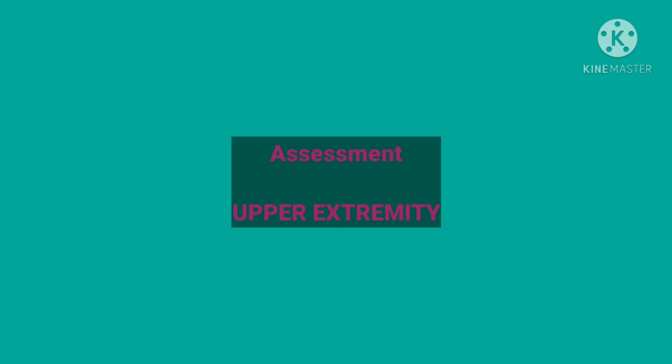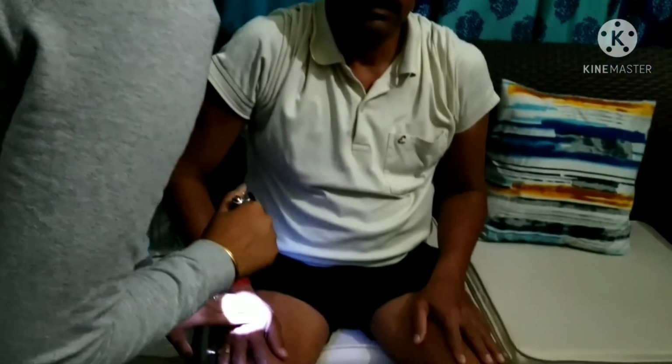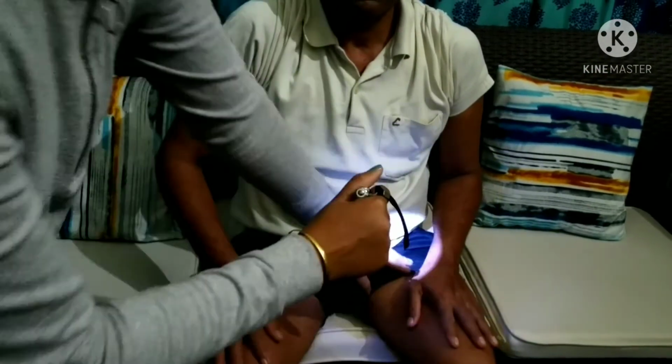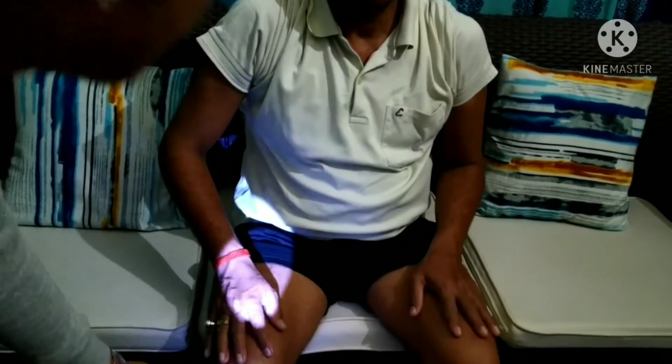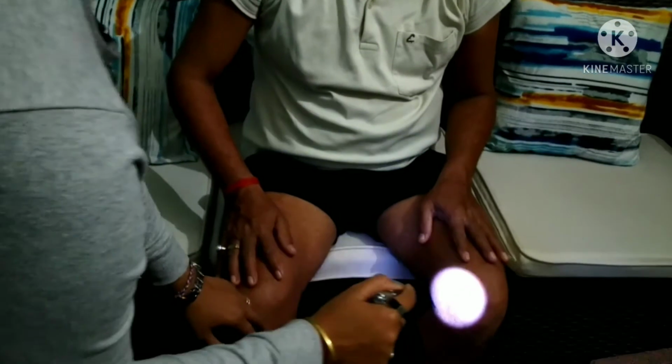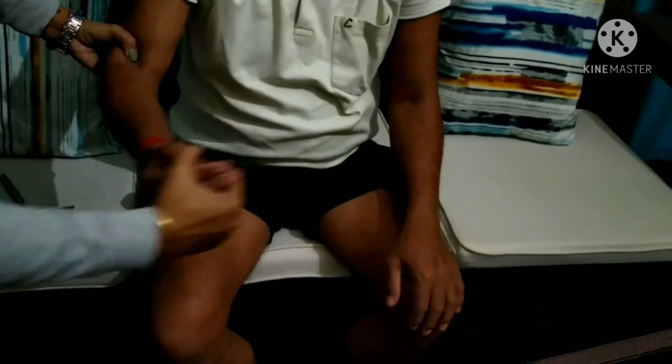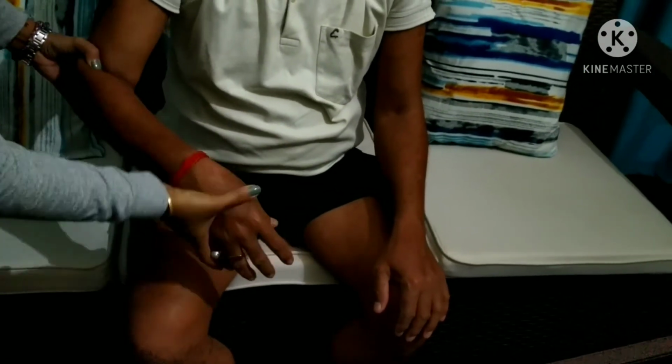Assessment for upper extremity. Look for atrophy. Atrophy of hand muscles normally occurs with aging. Pay special attention to hands, shoulders and thighs. Evaluate the patient's muscle tone or resistance to passive stretch.